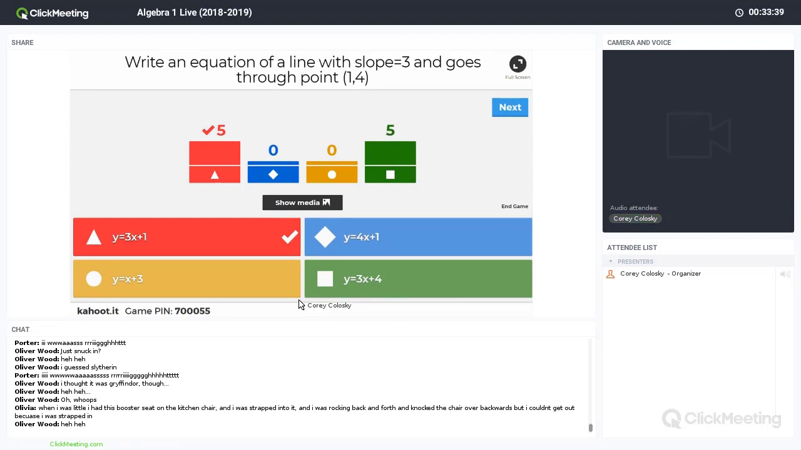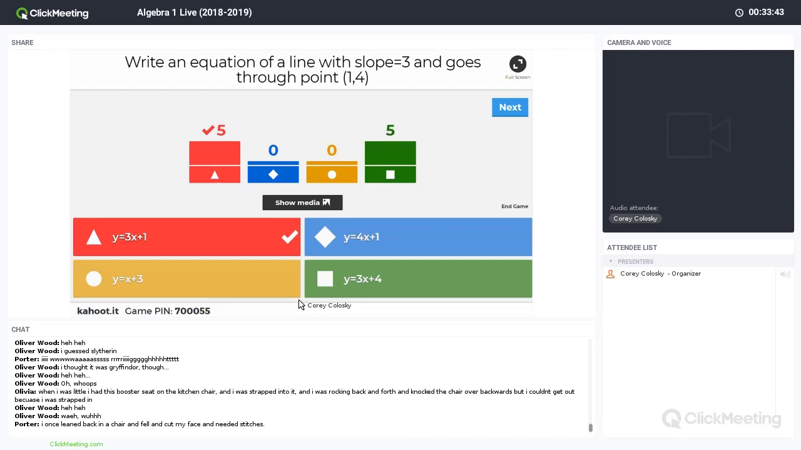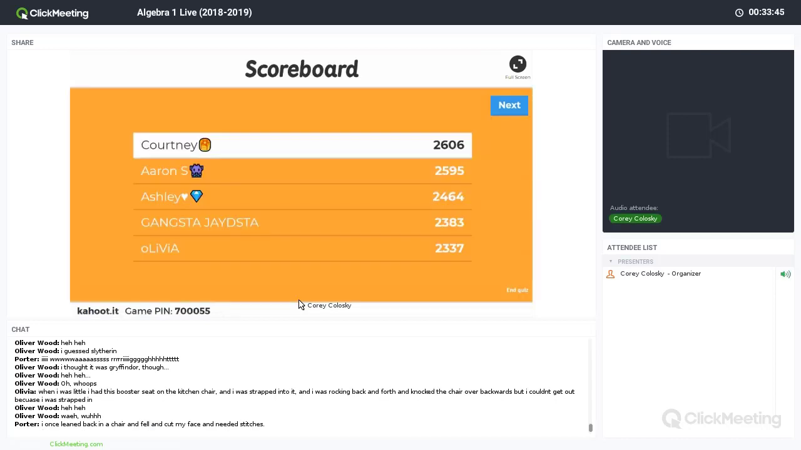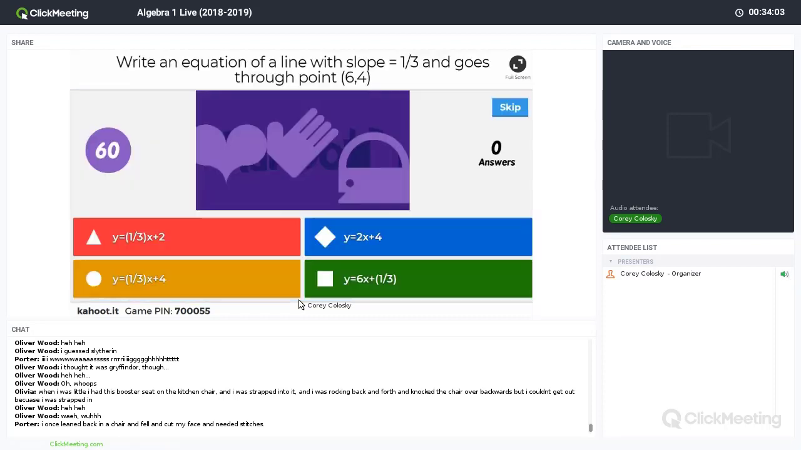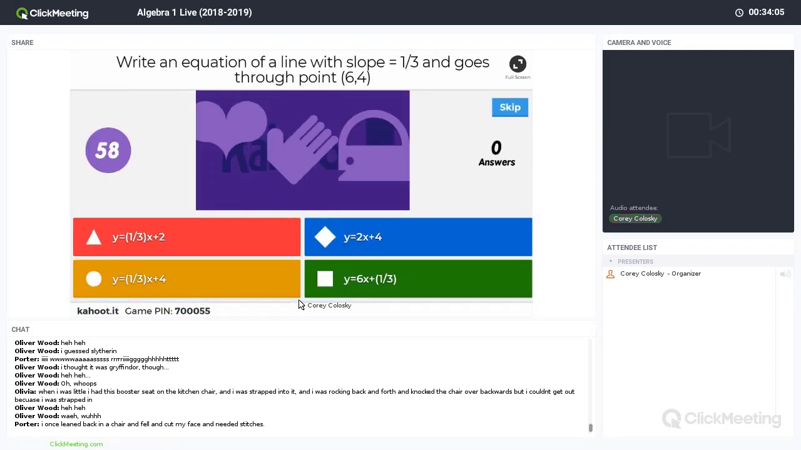Oh, we get some interesting stories today. All right. Okay, so we have Courtney first, Aaron second, Ashley third, Jadester fourth, Olivia in fifth. All right, next question, here we go. Don't let your stories distract you from the practice. So here we go, question 4. Write an equation of a line with slope equals 1/3 that goes through the point (6, 4).